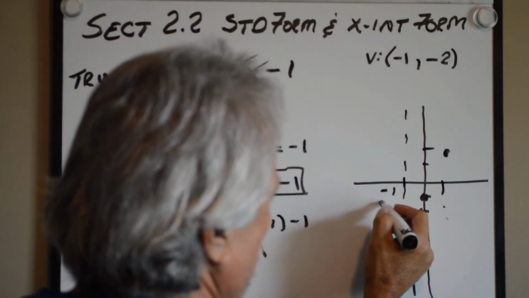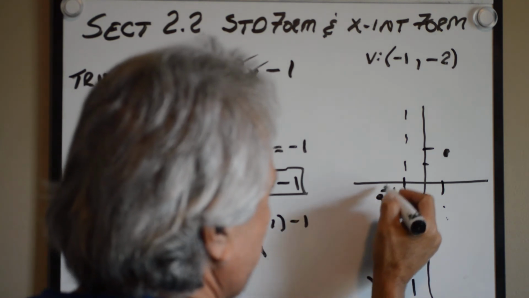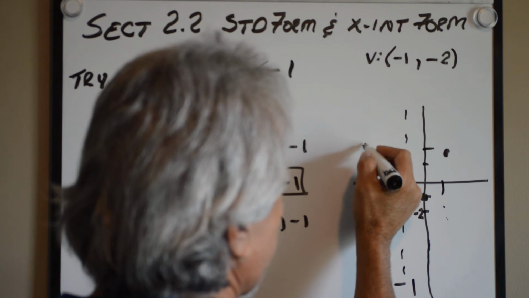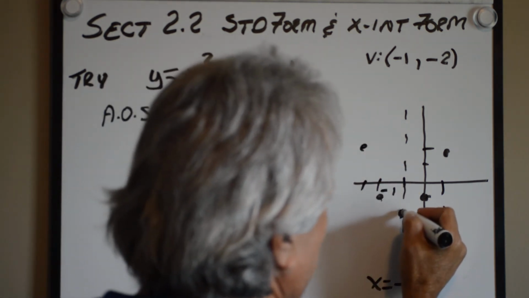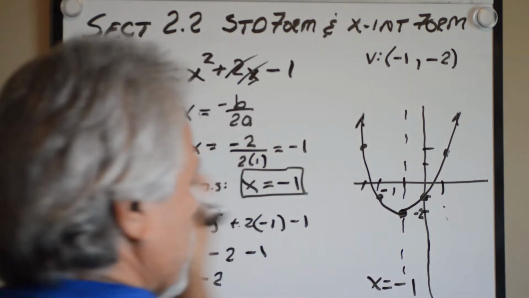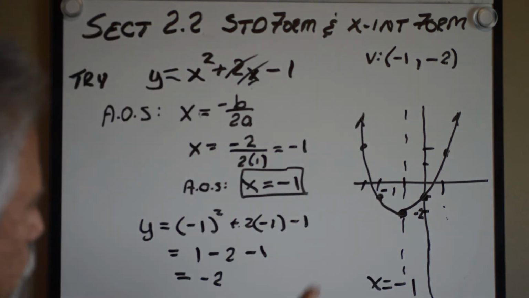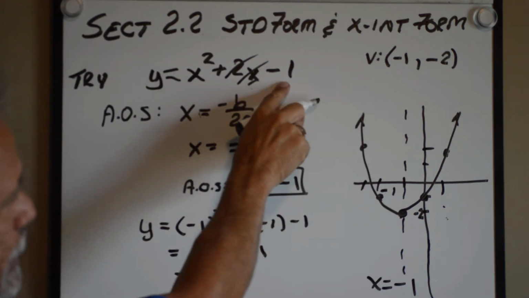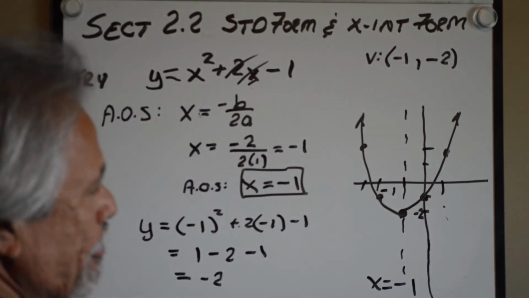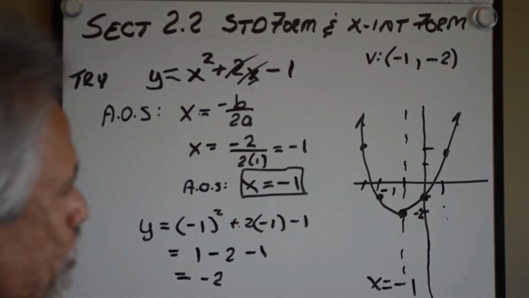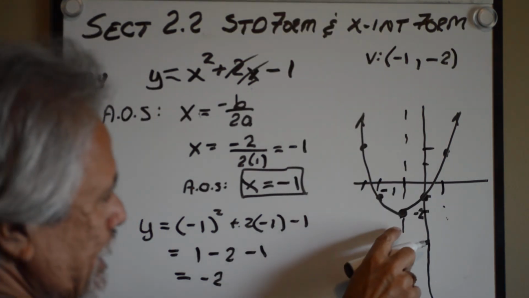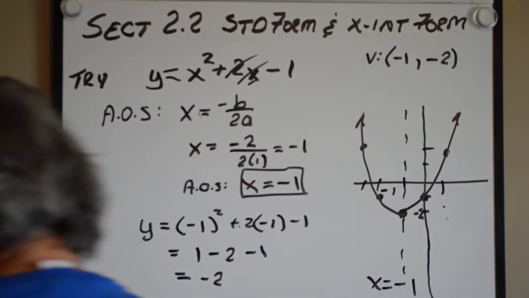I need to come over 1 this way, and I need to come over 2 this way, so that now I have my parabola. Notice the y-intercept, we said it should be negative 1, and there it is at negative 1. My vertex should be a minimum. This guy is a minimum because it opens upward.